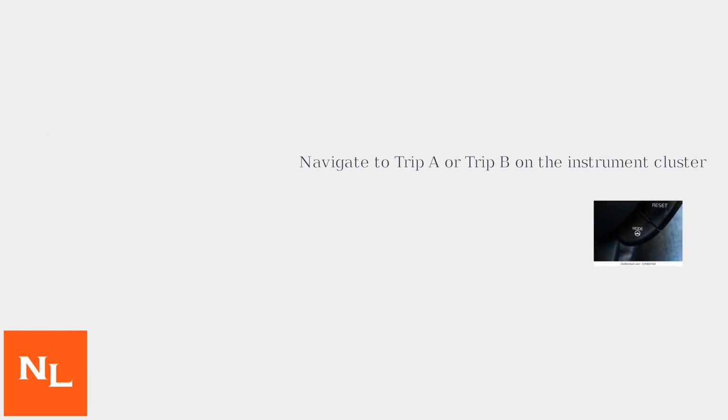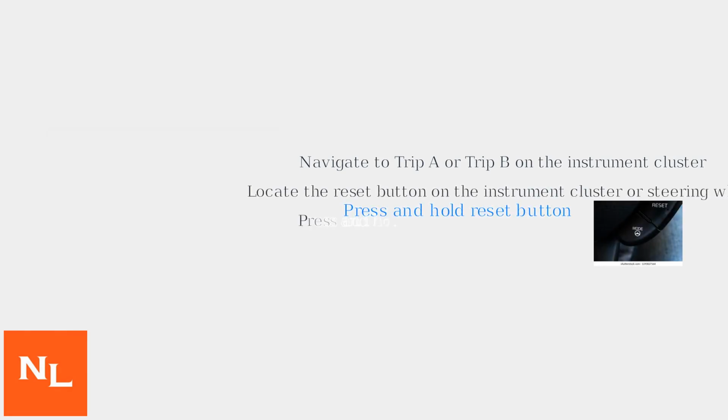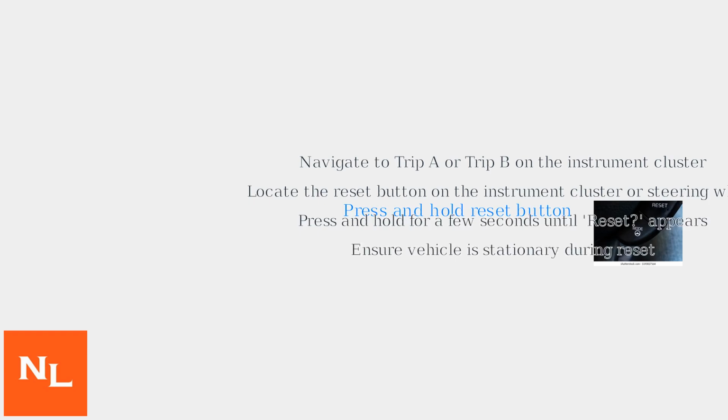To reset trip data manually on the Mercedes-Benz W246, first navigate to either Trip A or Trip B using the instrument cluster display. Then locate the Reset button, which is typically a small button on the instrument cluster or the steering wheel. Press and hold this button for a few seconds until the display shows Reset or the data clears. Always ensure the vehicle is completely stationary during the reset process to avoid any data corruption.